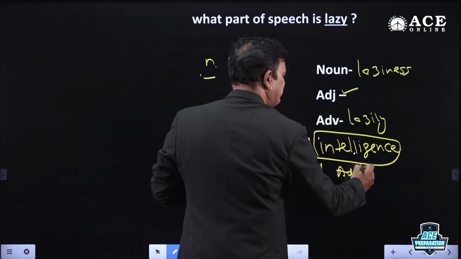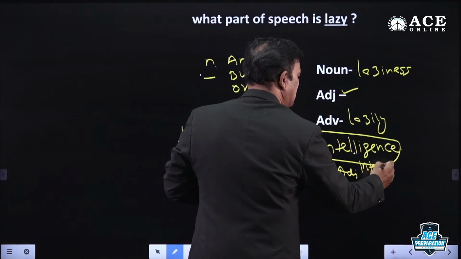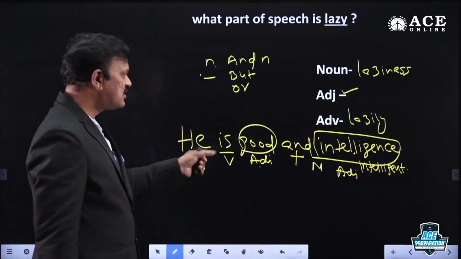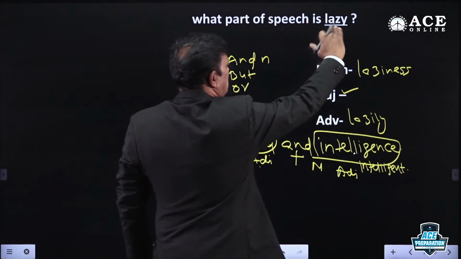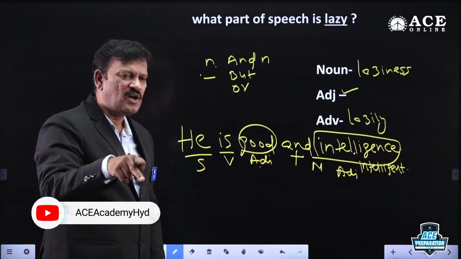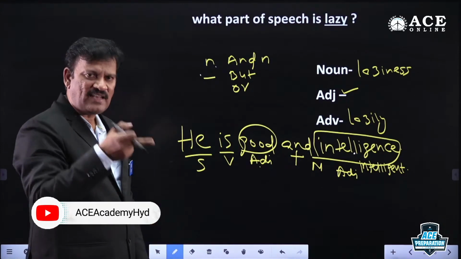So what is the adjective form of this? Intelligent. For that only I am asking you to know lazy. If lazy is correctly used in the sentence, or should I use lazily here or laziness here? Then you can change that.